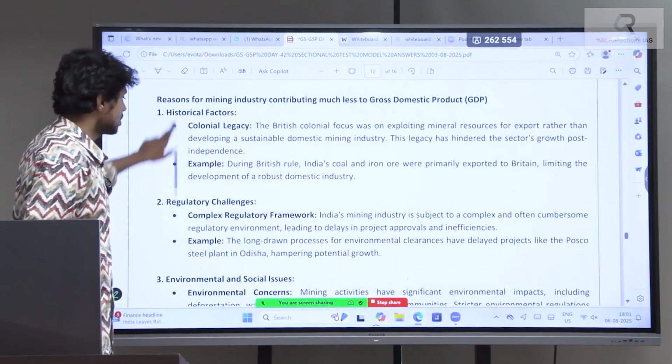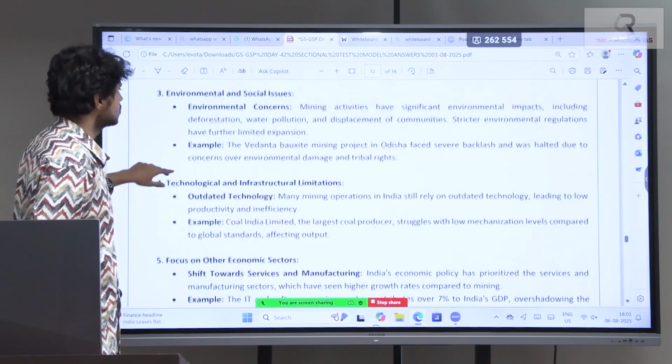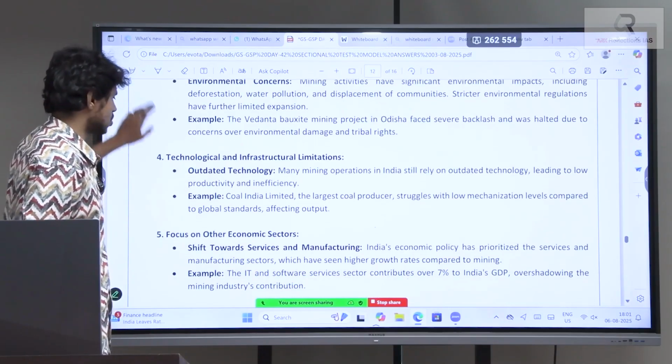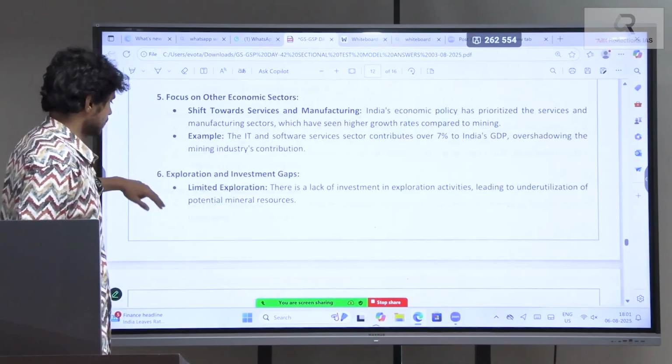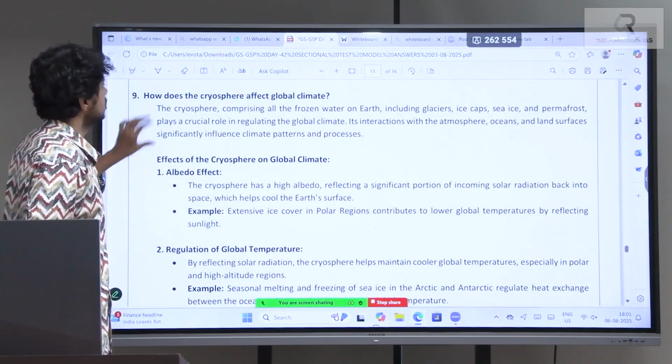Then you will talk about the regulatory challenges. Then again you can bring about the environmental concerns. Those points, technological and all those aspects which I have mentioned. So this is a part both from your GS to this thing.